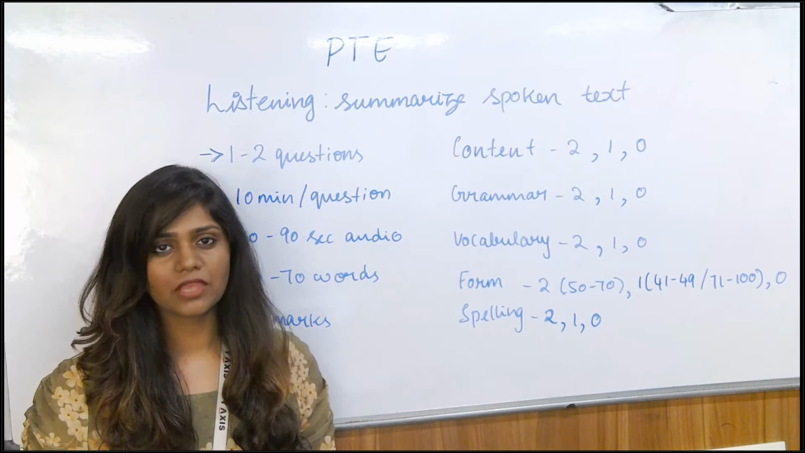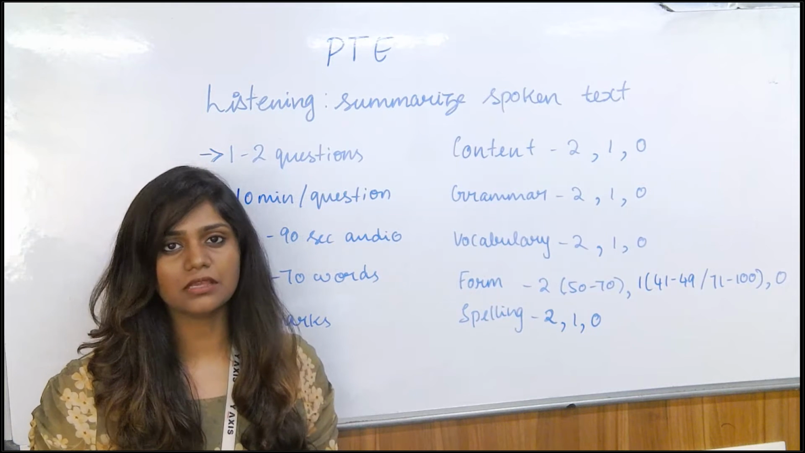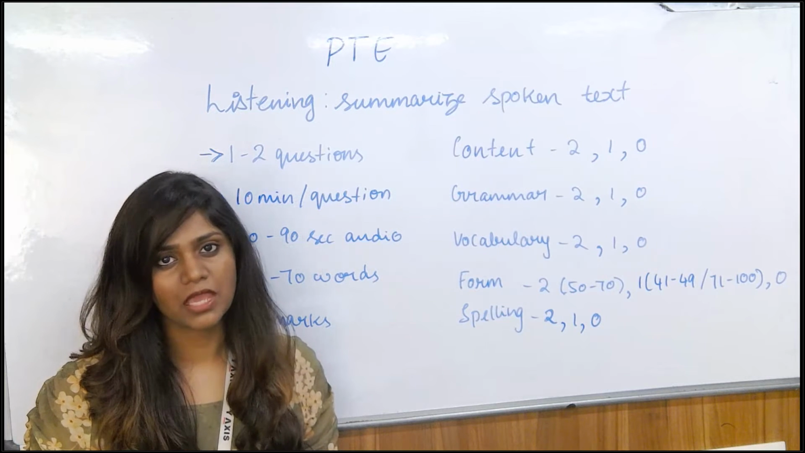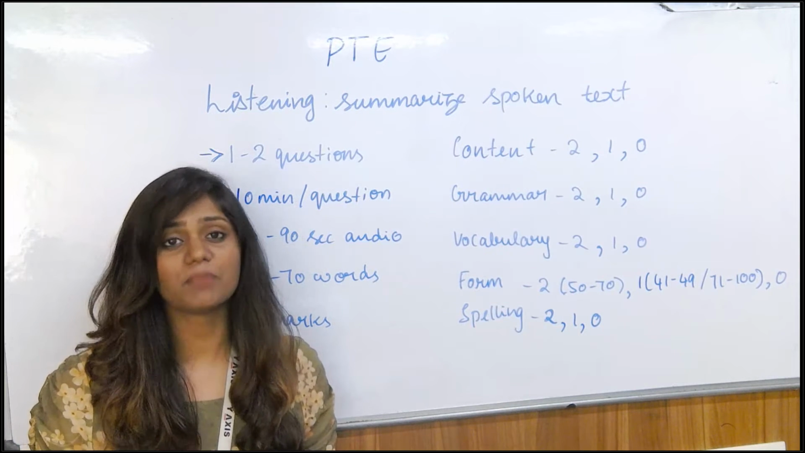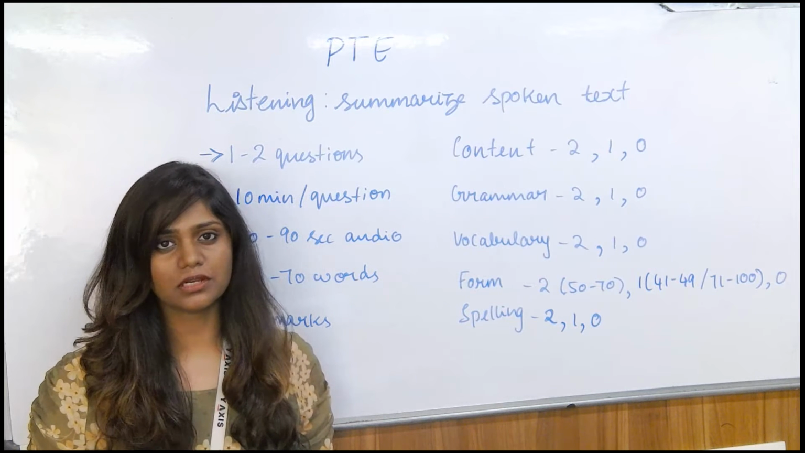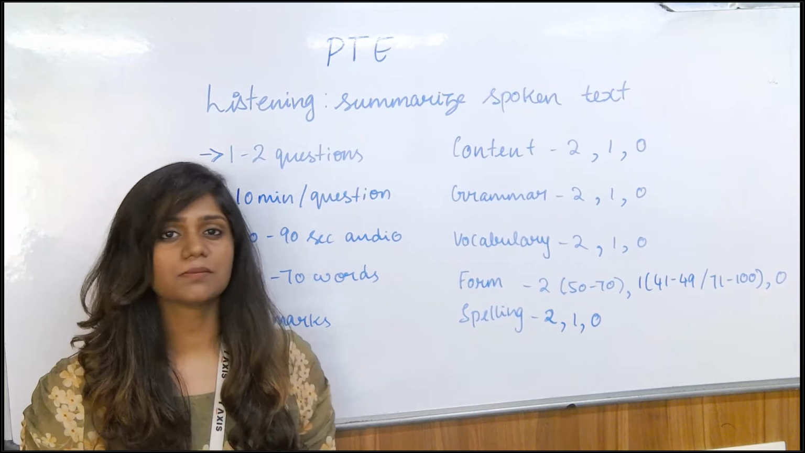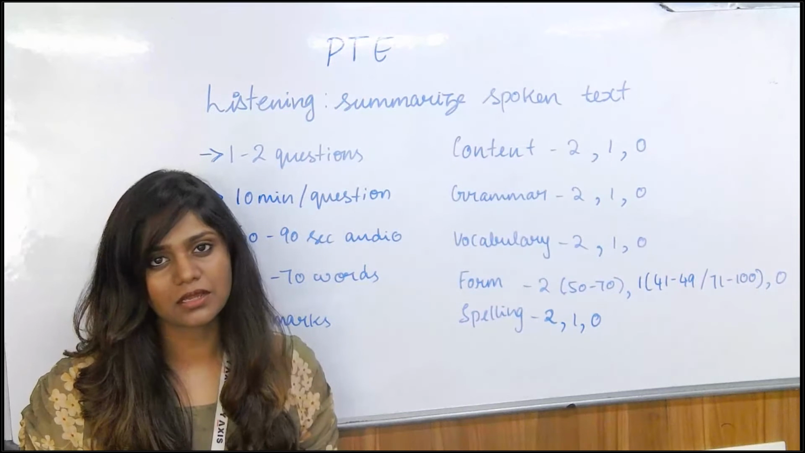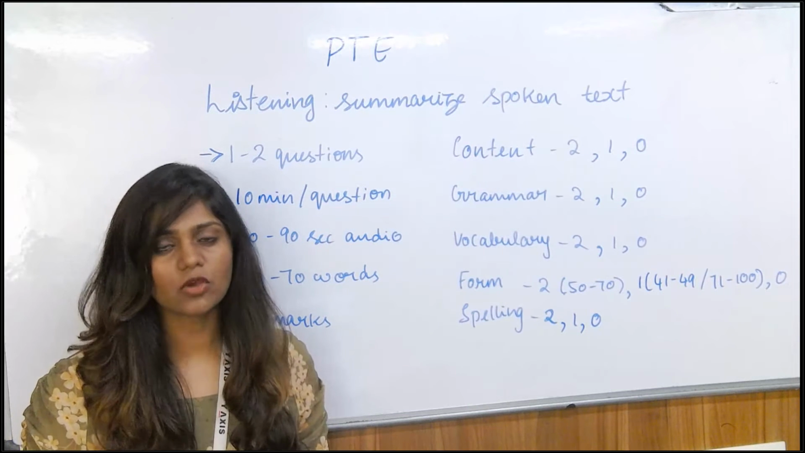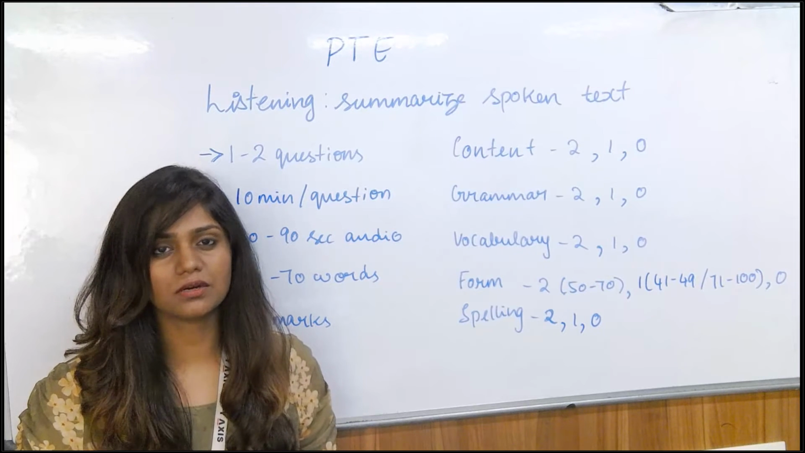And for grammar, if the summary that you have written is completely correct, grammatically it makes sense, logically it makes sense, you get 2 marks. If you have made some mistakes and that didn't change the intent of what you wanted to convey, though there are some mistakes, in that case you get 1 mark. If you have made some mistakes and that would also change the meaning of what you intend to convey, you get 0. And the same goes with vocabulary.